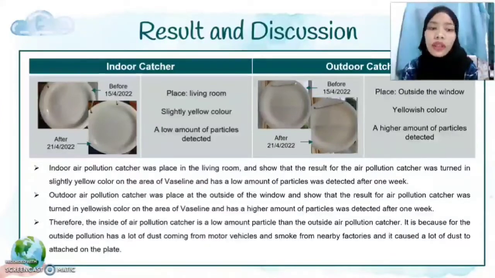Therefore, from the result, the indoor air pollution catcher has a lower amount of particles than the outdoor air pollution catcher. It is because the outside pollution has a lot of dust coming from motor vehicles and smoke from nearby factories, and it causes a lot of dust to attach to the plate. So I will pass to the next result and discussion for student 2.